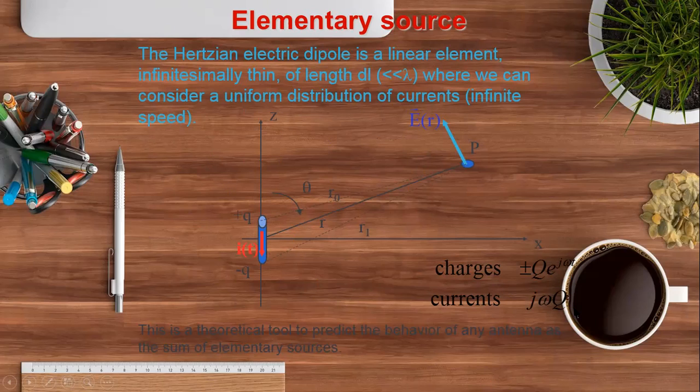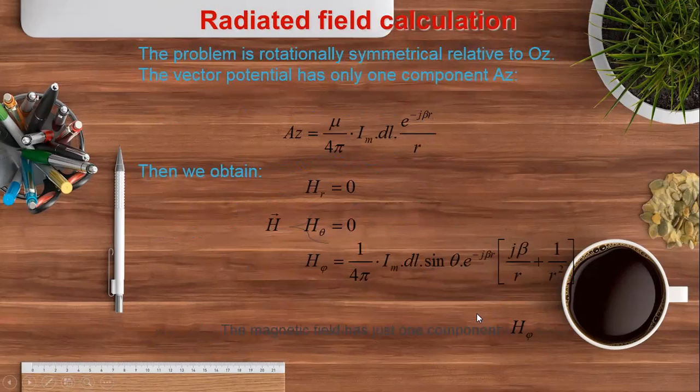So these are the charges and the currents mentioned here. So here is how the radiation or field calculations work. With the help of the vectors, with respect to Z, we can find mu by 4 pi Im dl e raised to the exponential form. Also we can find how to obtain the H r, that is in the magnetic field, how the radius can be calculated in the spherical coordinates r theta phi, which is also calculated for the magnetic field.